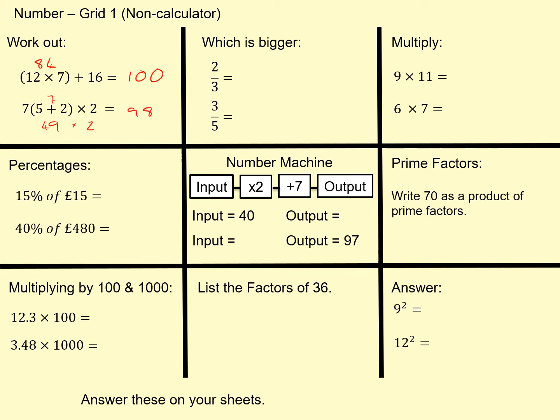Next one, it says, which is bigger, 2/3 or 3/5? Now, this might be just obvious to you, and you might just say, well, that's going to be 2/3, but always good to have a method for this. So what we'll do is we'll convert them to decimals, so that they are like to like. So what we'll do is top number divided by the bottom, so 2 divided by 3.